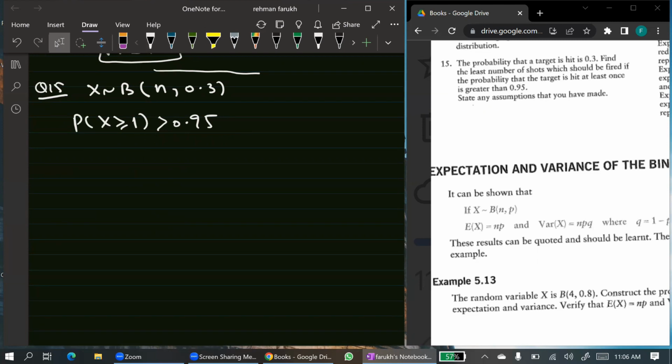The assumption I have made is that the probability of success remains the same throughout. The probability of hitting the target is 0.3 all the times. The probability of hitting the target in each turn is 0.3. Now, how can we deal probability of x is greater than equal to 1? 1 minus probability of x is equal to 0 is greater than 0.95. Probability of x is equal to 0, 1 minus 0.95.